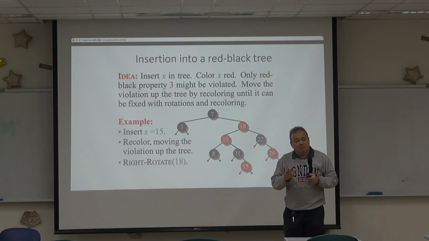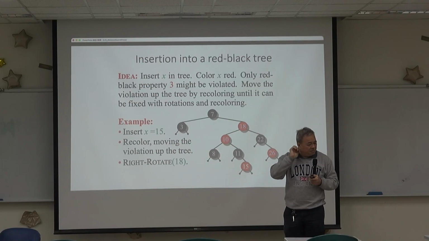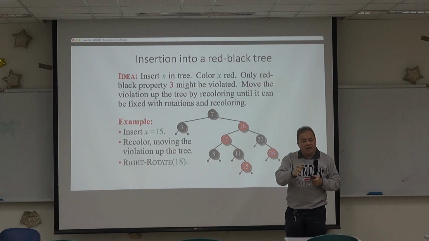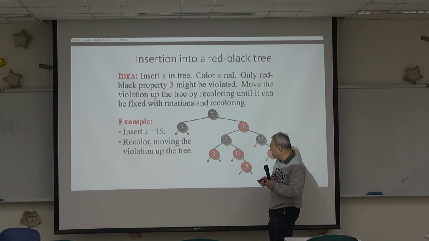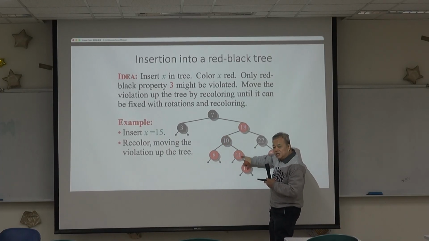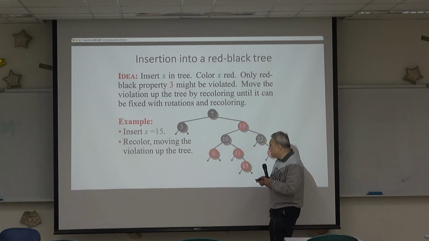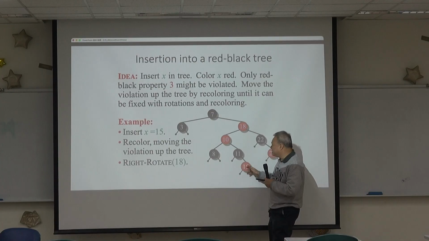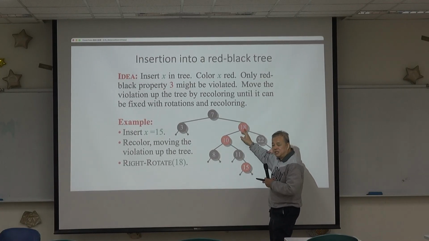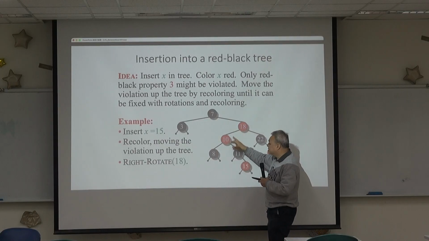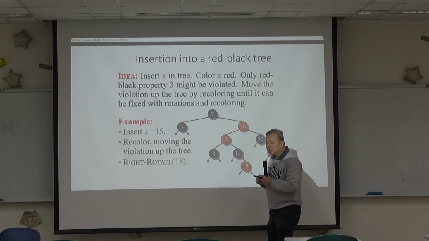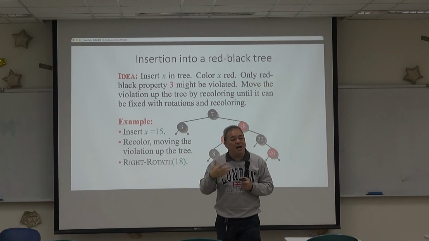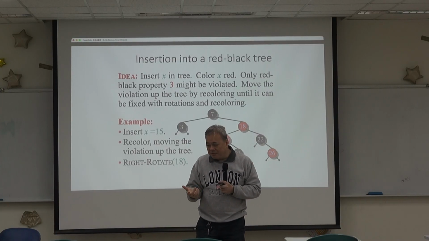But it's not done yet. Why? You're just moving. Remember, originally the problem happens here: the red node, its parent is red. Now everything is cool, but this red node, the parent is red. So again, you have a violation. But this violation is moving up.